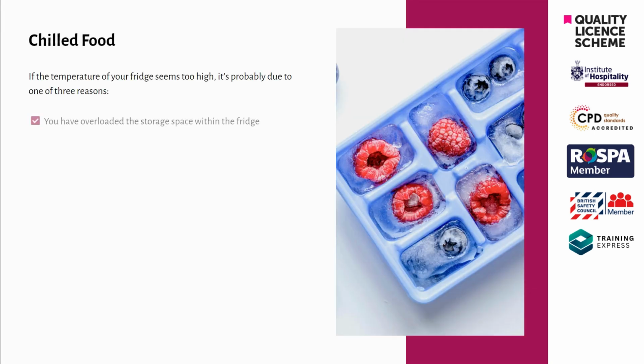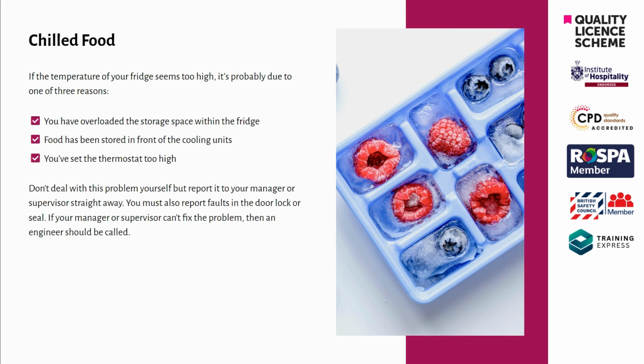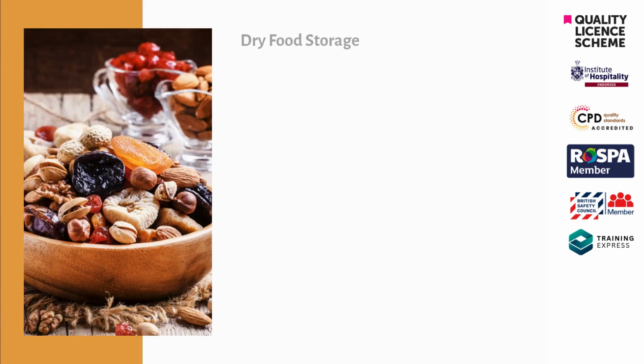If the temperature of your fridge seems too high, it's probably due to one of 3 reasons. You have overloaded the storage space within the fridge, food has been stored in front of the cooling units, or you've set the thermostat too high. Don't deal with this problem yourself, but report it to your manager or supervisor straight away. You must also report faults in the door lock or seal. If your manager or supervisor can't fix the problem, then an engineer should be called.